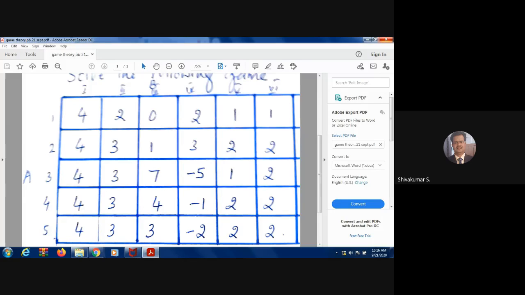Now check out the second row values. 4 equals 4, 3 equals 3, 1 less than 7, 3 greater than minus 5. So row 2 and row 3 are not dominating. Fourth row with respect to row 2: 4 equals 4, 3 equals 3, 1 less than 4, 3 greater than minus 1. So not possible. Similarly, check out the values like that. Tell me which row is dominated by which row.